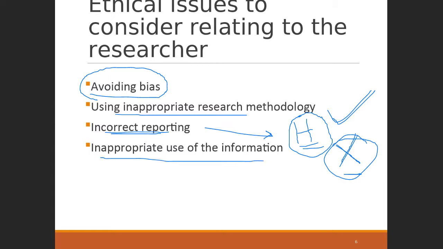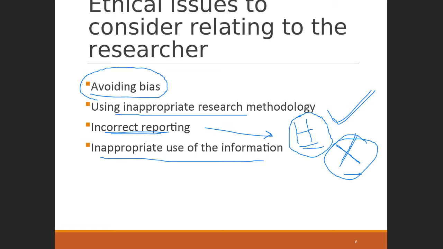Lastly, inappropriate use of information. Again, this is something which we have discussed before as well. How will the information obtained from respondents be used by the researcher? The use of information in a way that directly or indirectly affects the respondents adversely is unethical. So you, as a researcher, must act as a good custodian of the information provided by the respondents.